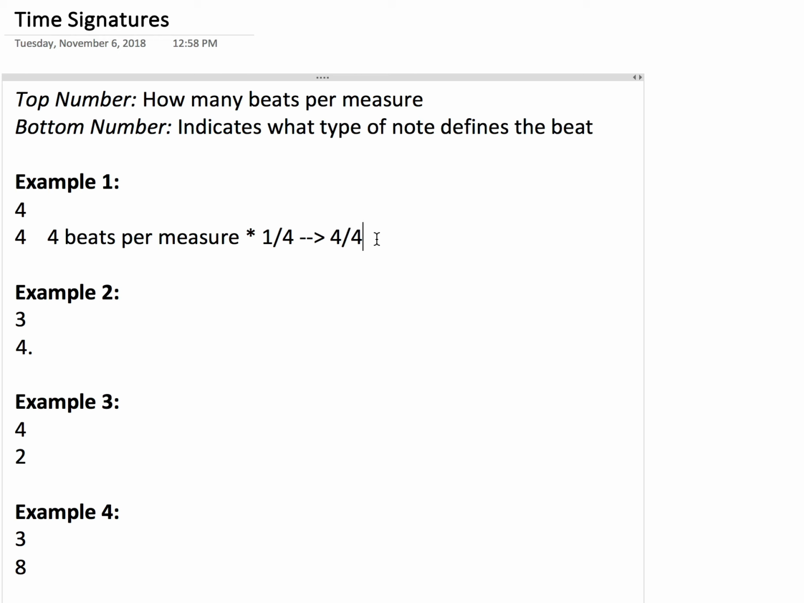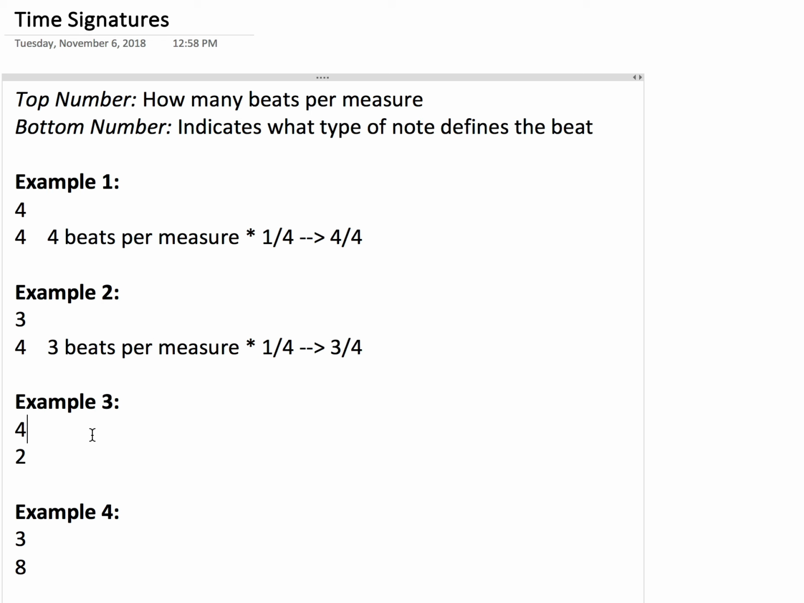Okay, next we've got 3/4. Now you've got 3 beats per measure on the top. So you have 3 beats per measure times 1/4 again, because that's what we think of this bottom part. And 1/4, what does that represent? That represents a quarter note. So now that gives you a time signature of 3/4.